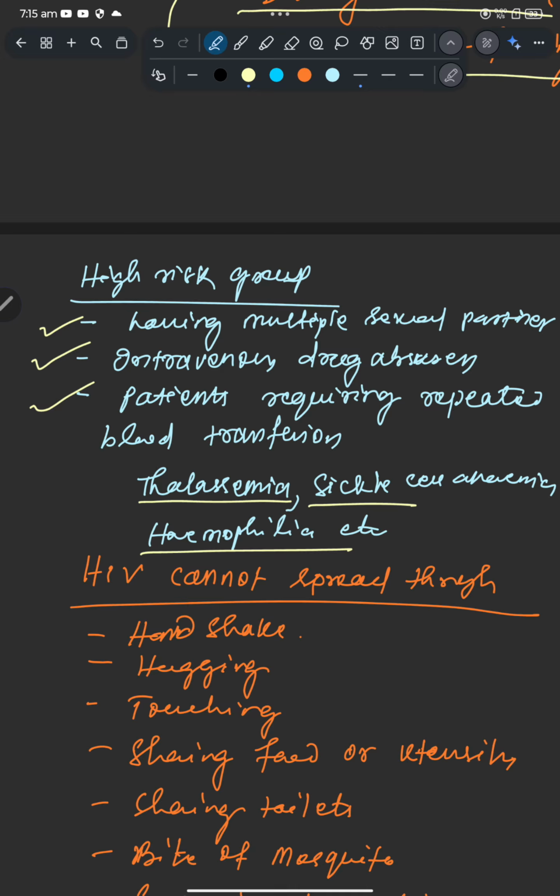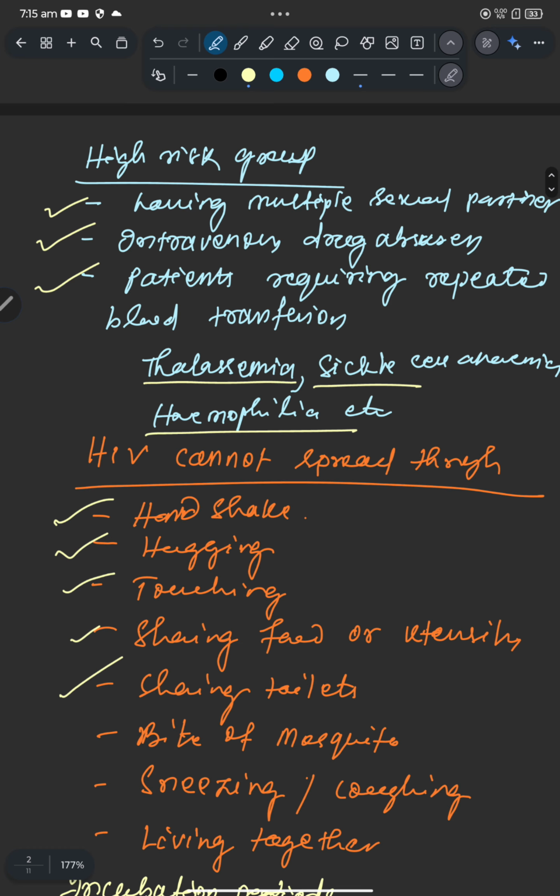Now, what are the myths about HIV? There is a myth that it is transmitted through handshake, hugging, touching, sharing food or utensils, sharing toilets, bite of mosquito or any other insect, sneezing, living together. These are all myths. By these methods, HIV cannot be transmitted.